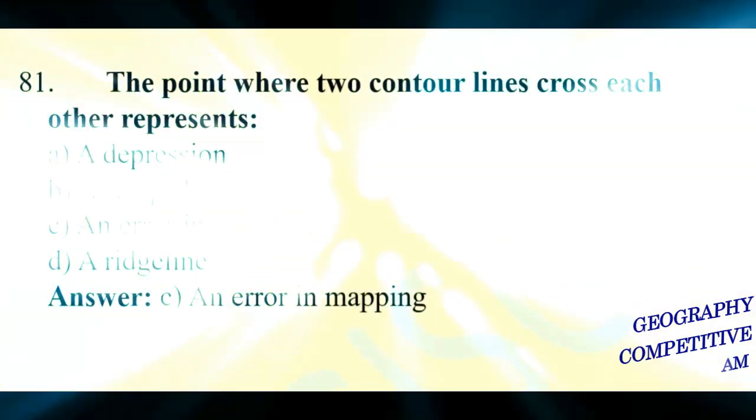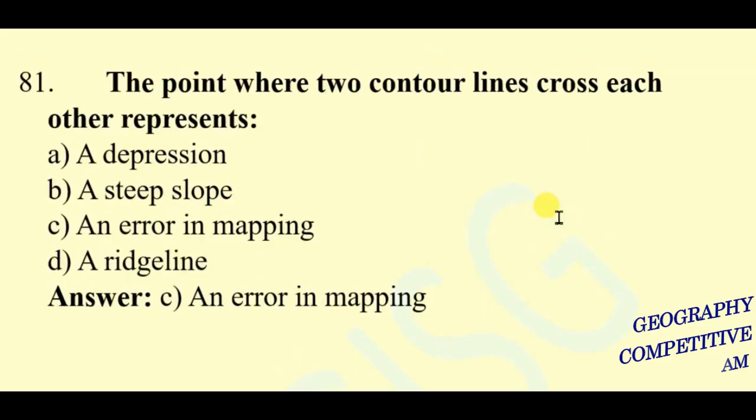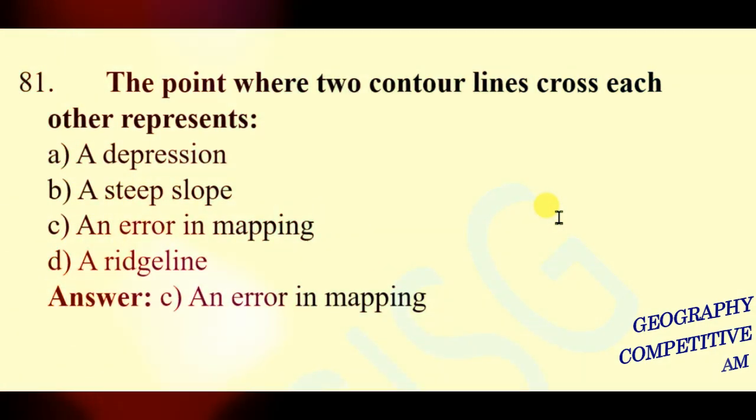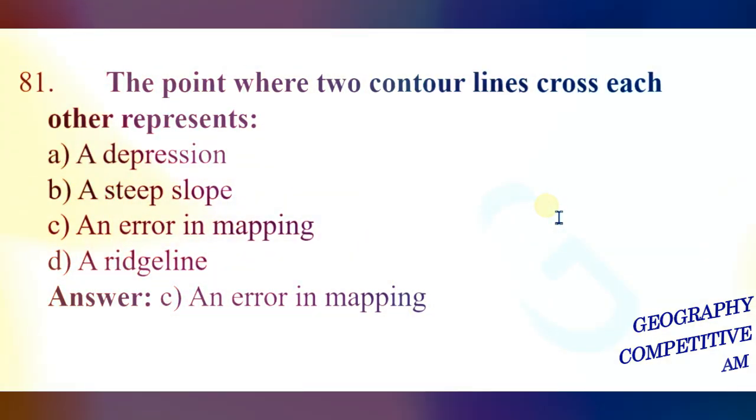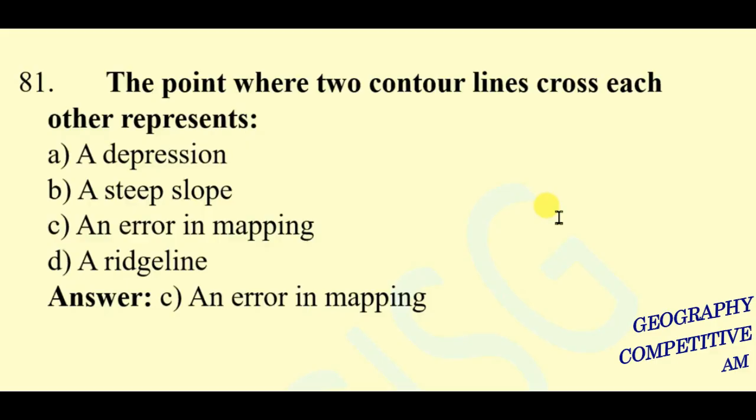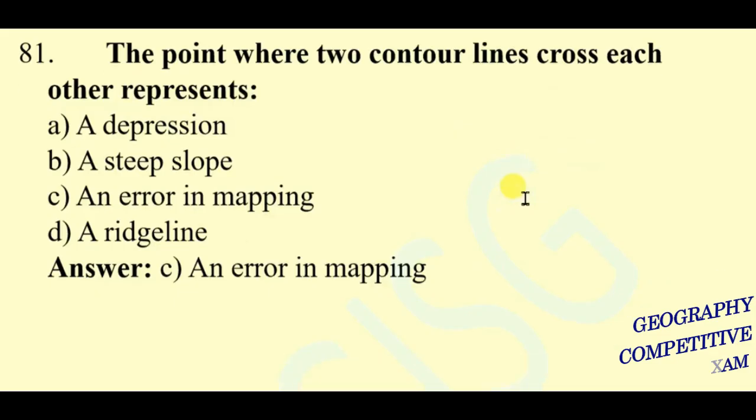Contour lines and elevation. Question 81. The point where two contour lines cross each other represents a depression, a steep slope, an error in mapping, a ridge line. Here the right answer will be an error in mapping. If two contour lines meet in any place, that will be a steep slope or cliff. But if one contour line crosses other contour lines, you can understand that there is an error in the mapping.